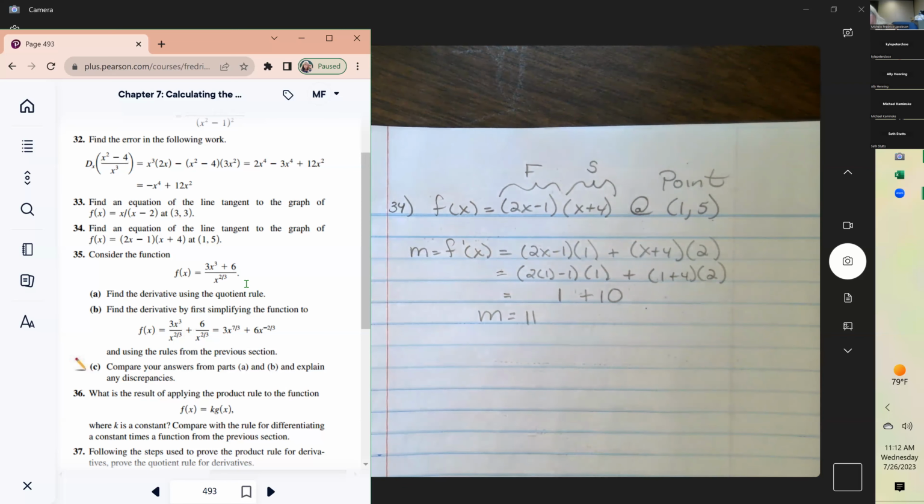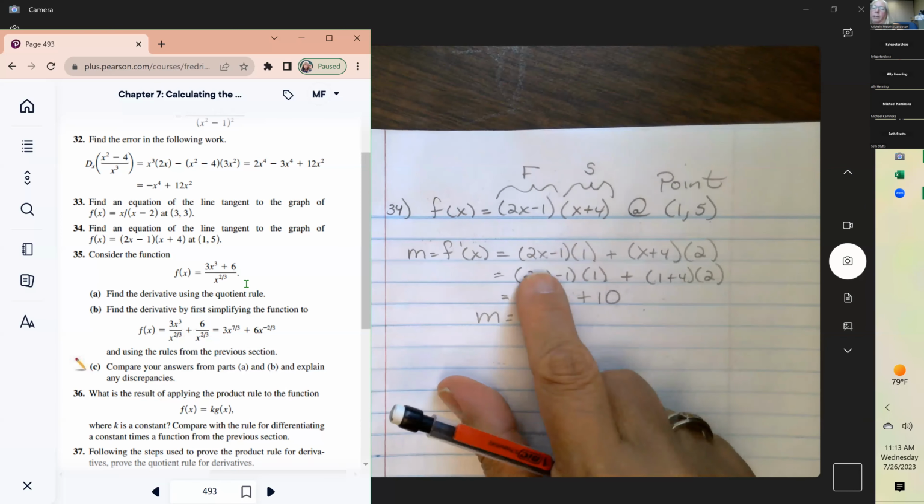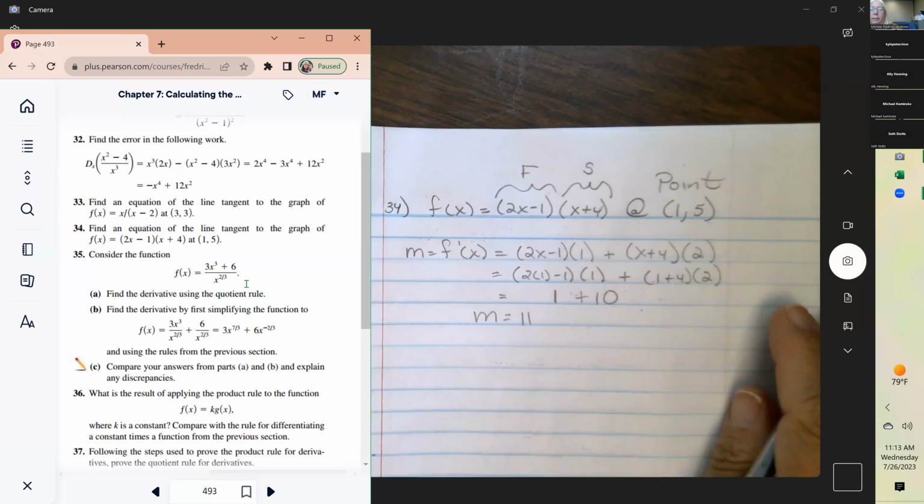So you don't have to FOIL it. You can just plug in. It's up to you. You can distribute the 1, distribute the 2, combine like terms, and then plug it in. Either way.